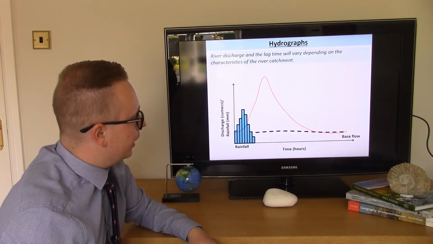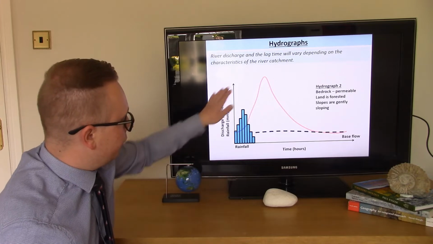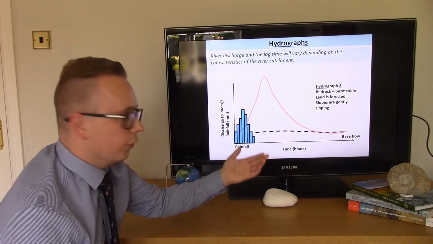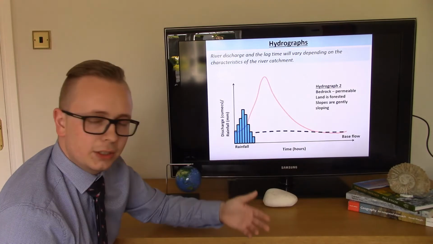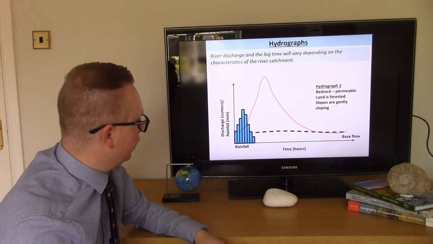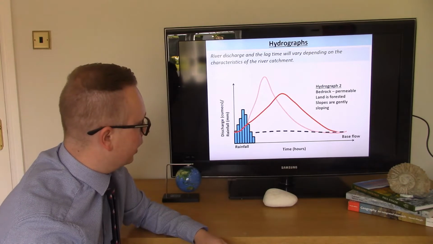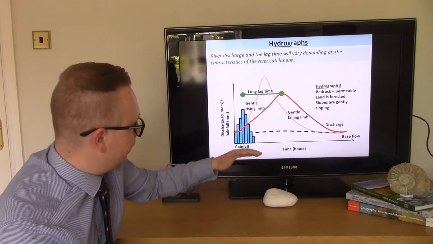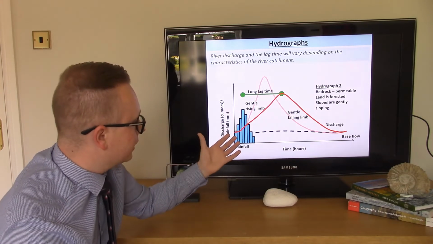Whereas our second hydrograph, and I'll leave the first one on in the background there, here we've got a permeable bedrock, we've got lots of forest, and we've got these gently sloping landscapes, all characteristics to slow down the flow of water. And so our discharge curve here looks like this, with much more gentle rising and falling limbs and a longer lag time.